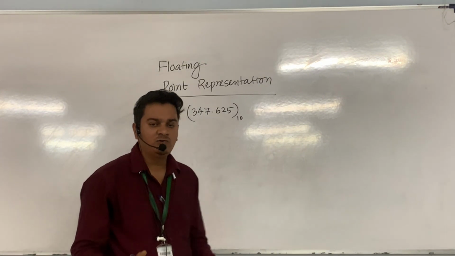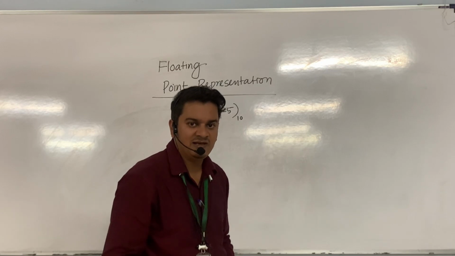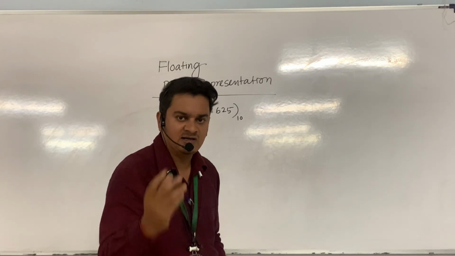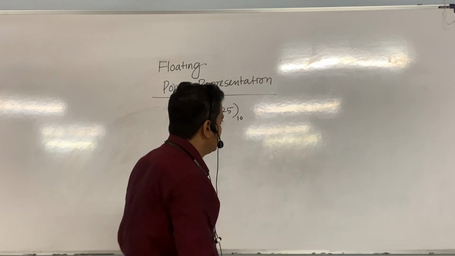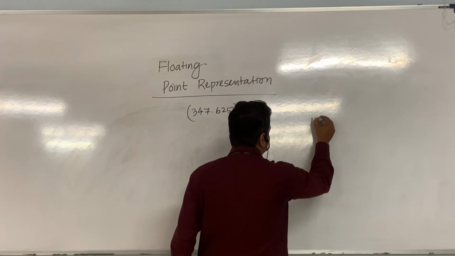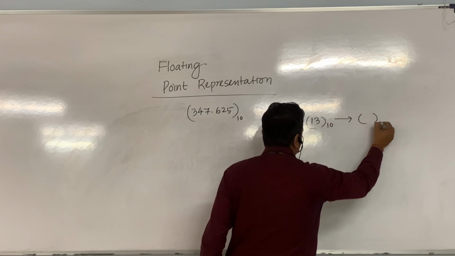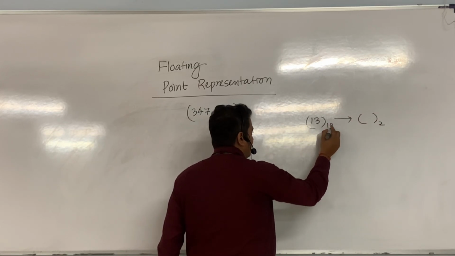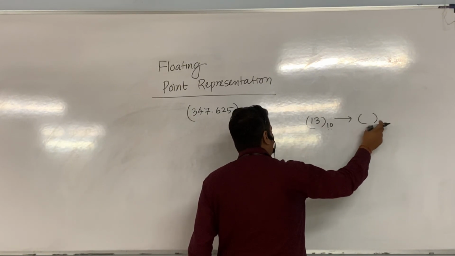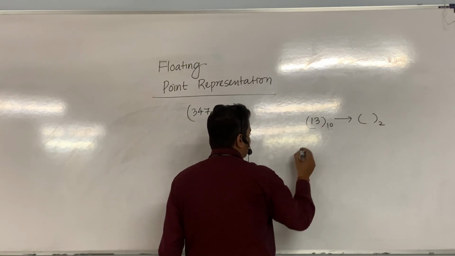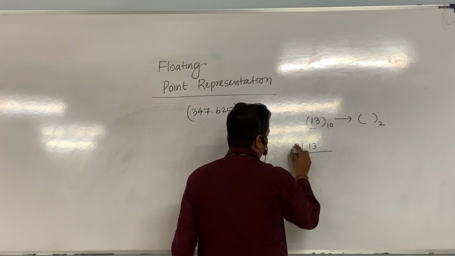We all know how to convert a decimal number to binary. I am giving a simple example. If you have forgotten that, you can remember it and analyze. Suppose I am writing the number 13 in decimal. How can you represent it in binary? Here I am writing 10, which is the base. Decimal, the base is 10. Binary, the base is 2. So for the decimal number I can divide by 2.